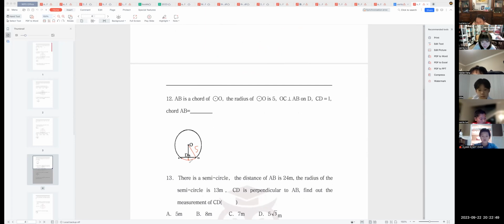打印机怎么这样。Okay. Oh, everybody. So OC is perpendicular AB on OD. So CD equals 1. Okay, very good. And chord AB equals 1. 啊，这道题目可以做的。OK. AB is 6.